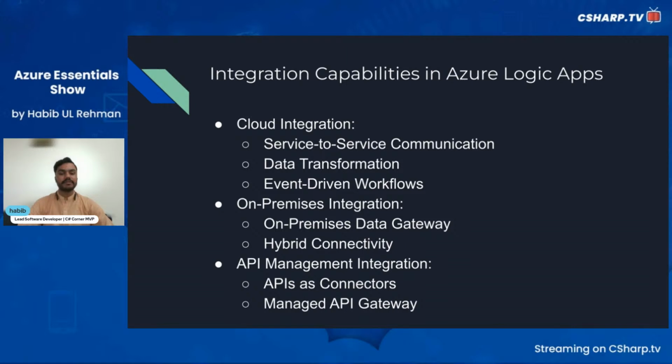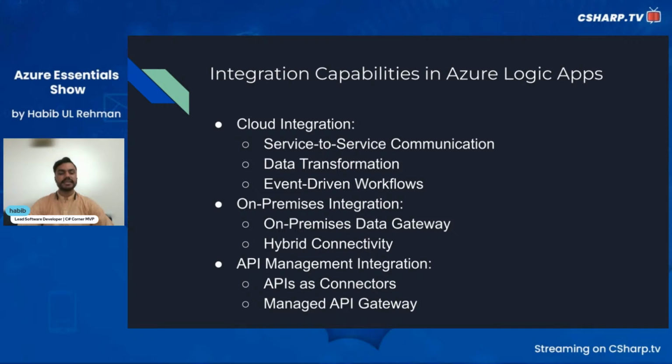Next, we have on-premises integration. The on-premises data gateway allows secure integration with on-premises data and services. For example, you have your own application or your own SQL Server database and you want to communicate with that. So you can use the on-premises data gateway for those hybrid integration scenarios. We also have hybrid connectivity, which facilitates workflows that span both on-premises and cloud environments, supporting scenarios like data synchronization and file transfers.